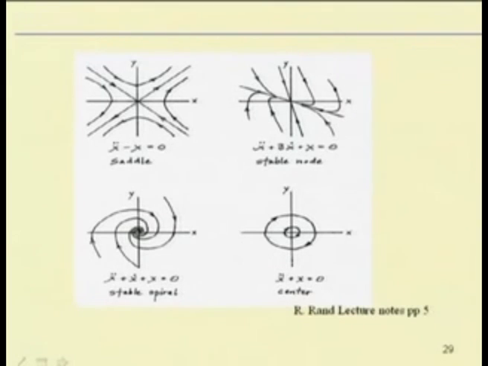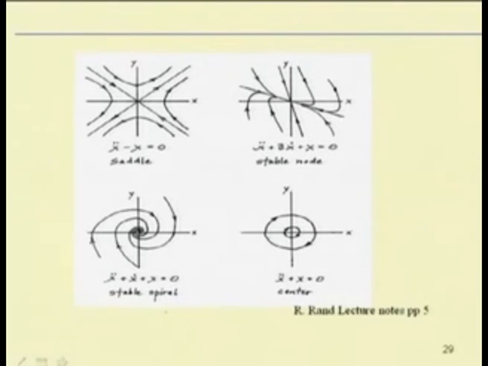Similarly, you can have a stable node. For this, you just consider the equation x double dot plus 3 x dot plus x equal to 0. This equation is similar to that of the spring mass damper system with a damping factor equal to 3. In this case, all the responses will come to this equilibrium position. So, this is a stable node position.